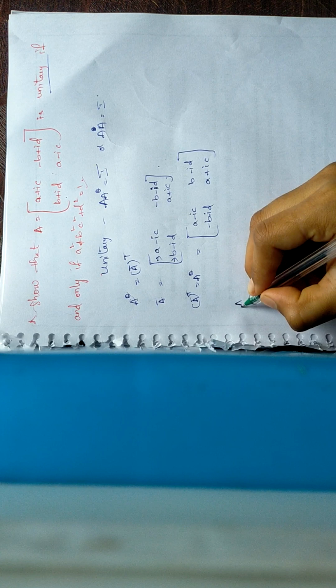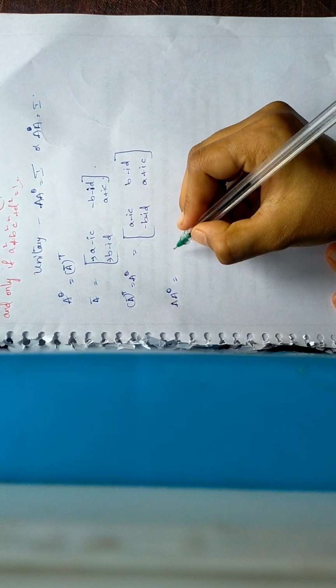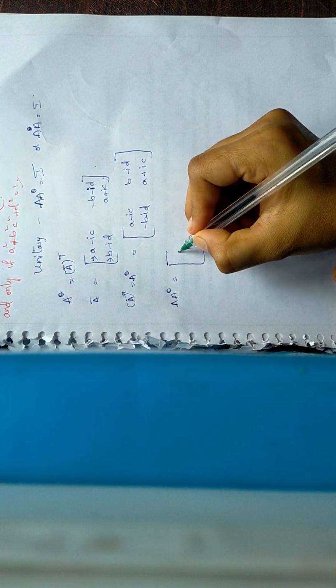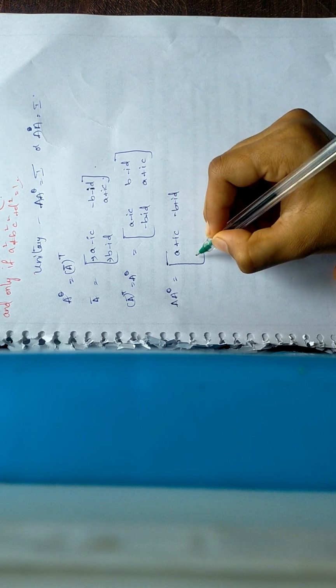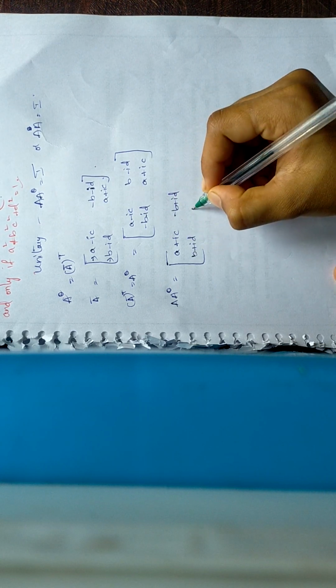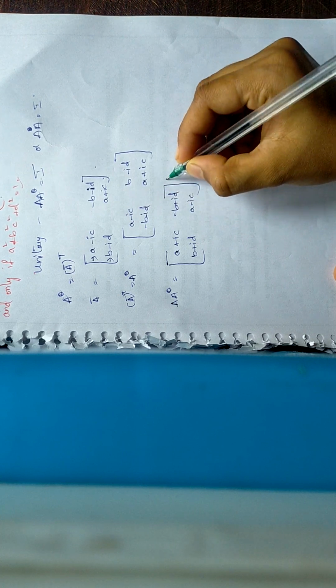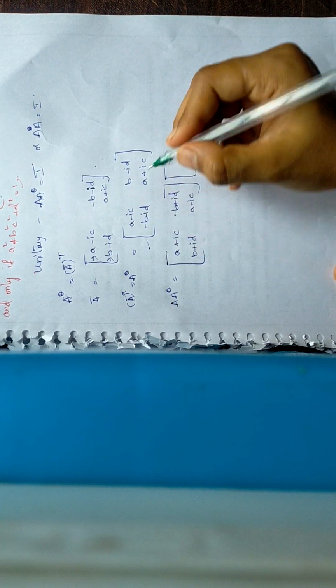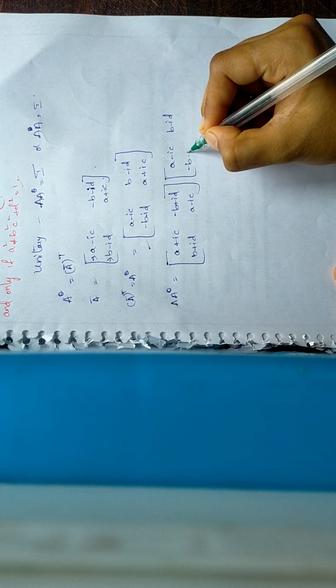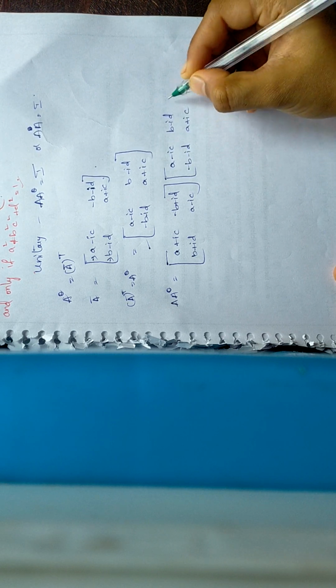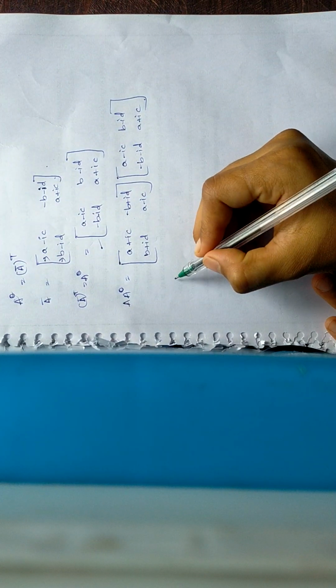Now we have to find A times A theta, which equals what? We have to find the unitary condition. So write the A matrix first, as given in the question: A plus iC, minus B plus iD, B plus iD, A minus iC. And for A theta you write A minus iC, B minus iD, minus B minus iD, and A plus iC. Once this is done, what is the next step?